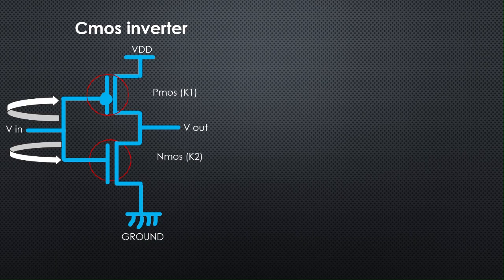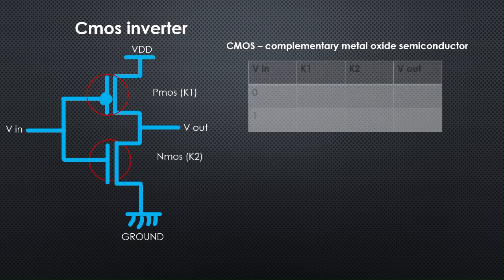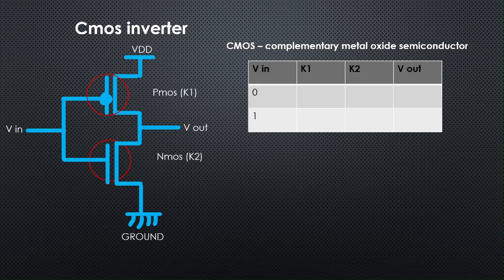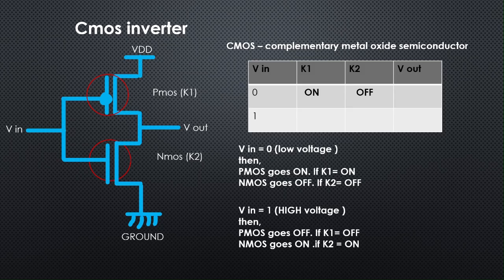VIN is the signal applied to the NMOS and PMOS. When VIN equals 0, the PMOS sees a low signal and is on, and the NMOS is off. VOUT is connected to VDD, so VOUT equals 1. When VIN equals 1, the NMOS is on and the PMOS is off. VOUT is connected to ground, so VOUT equals 0. Input 0 gives output 1, and input 1 gives output 0. This circuit is the CMOS inverter, the NOT gate.